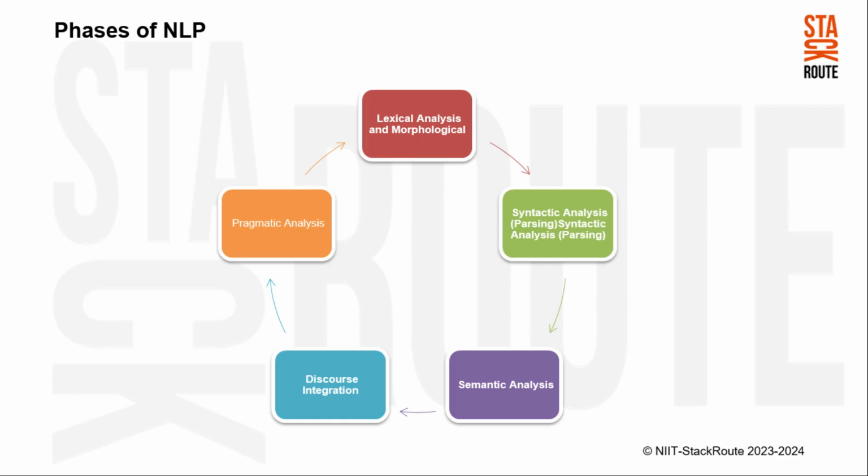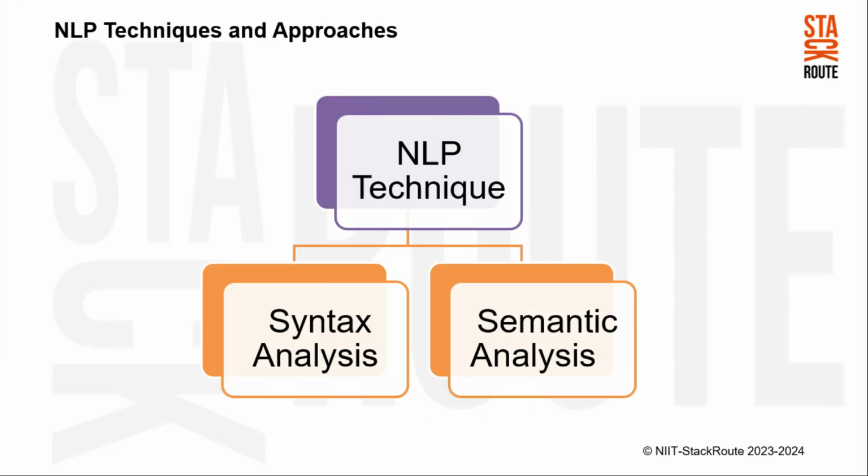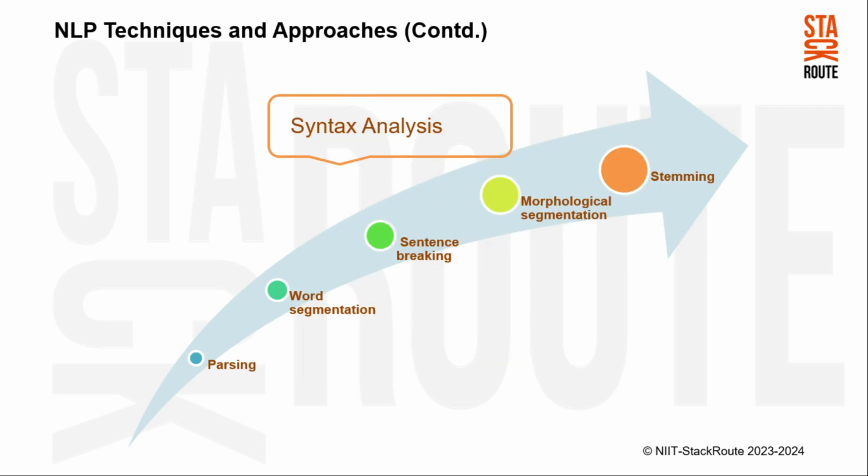Next, let's see the techniques and approaches NLP has. Syntax and semantic analysis are two main techniques used with natural language processing. Syntax is the arrangement of words in a sentence to make grammatical sense. NLP uses syntax to assess meaning from a language based on grammatical rules.